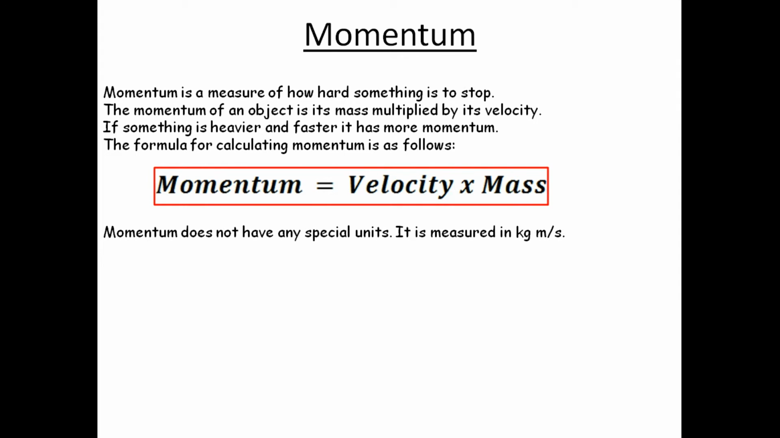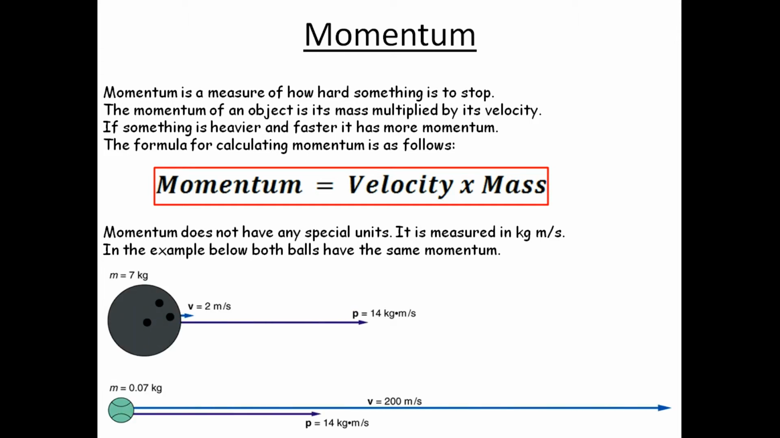Momentum does not have any special units, it is simply measured in kilograms meters per second, as mass is in kilograms and velocity is meters per second. In the example below, both balls have the same momentum. They both have 14 kilogram meters per second. This is despite their masses being different. As you can see, the bowling ball has a much larger mass than the tennis ball, but the tennis ball has a much greater velocity. Therefore, they can both have the same momentum.